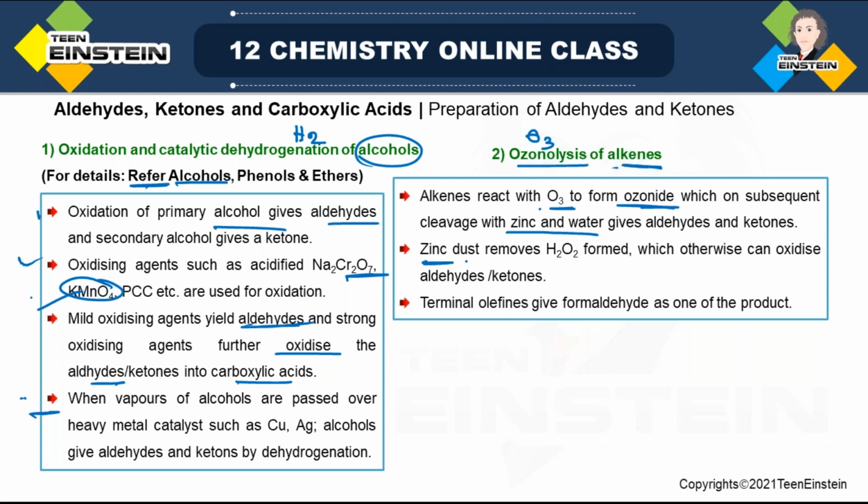Now here the role of zinc dust is to remove H2O2, which will be produced as a byproduct. Because if you are not removing this H2O2, then it can oxidize the aldehydes and ketones. But we do not want the H2O2 to act as an oxidizing agent, because our purpose is to make these aldehydes and ketones. So you have to remove this H2O2 somehow, and for this, we use zinc dust.